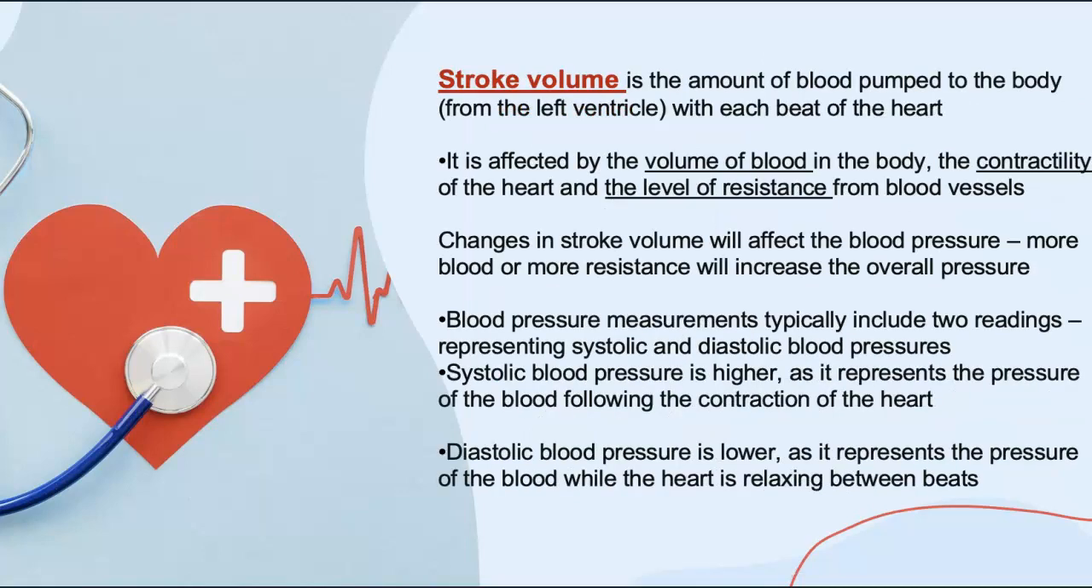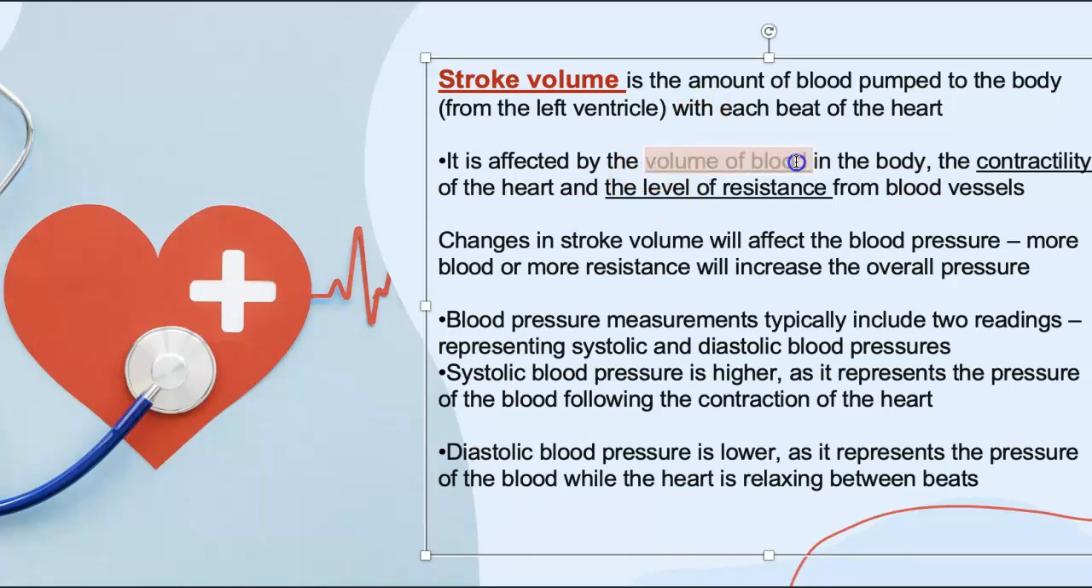So what's heart rate? It's the number of contractions per minute. What is stroke volume? It is the amount of blood pumped to the body by the left ventricle in each beat. And this is affected by various factors like the volume of the blood which is pumped, the contractility, that means the force that the heart is beating, and the level of the resistance from blood vessels. And any changes in the stroke volume will affect the blood pressure.